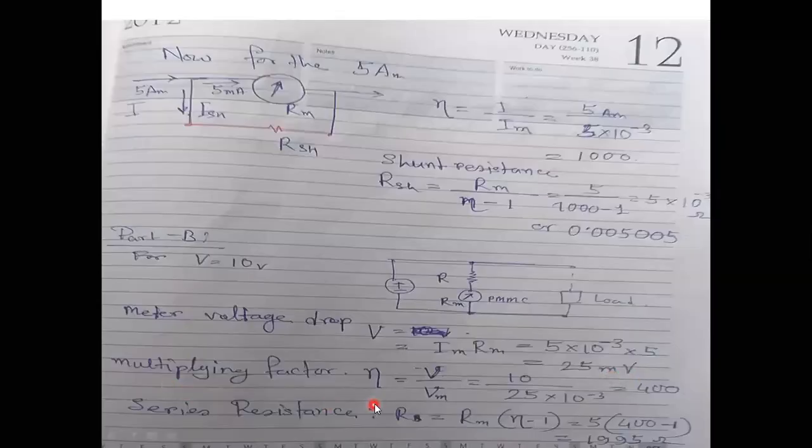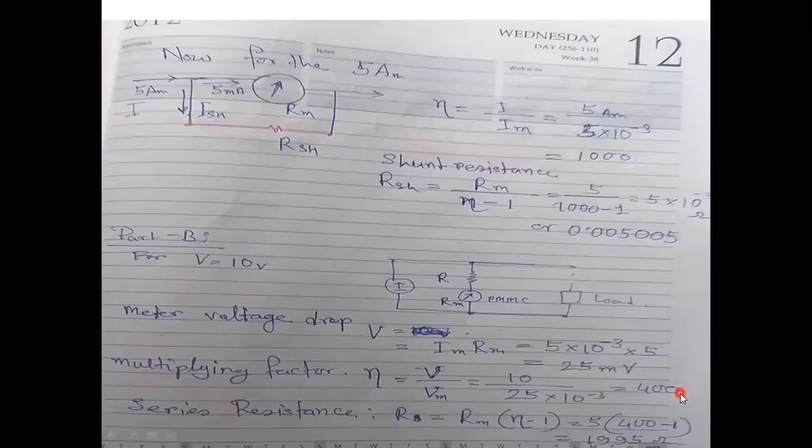Now multiplying factor η is V by Vm. So V, as mentioned here, total V is 10 volt. So V is 10 over here, and Vm we have just evaluated. Vm is 25 millivolt, meaning 25 into 10 to the power minus 3. So 10 by 25 into 10 to the power minus 3, it is coming 400.